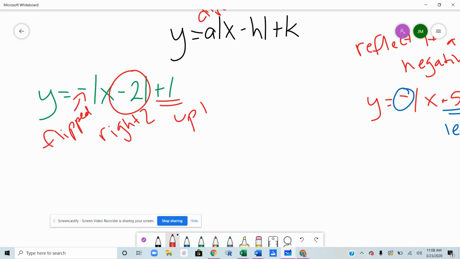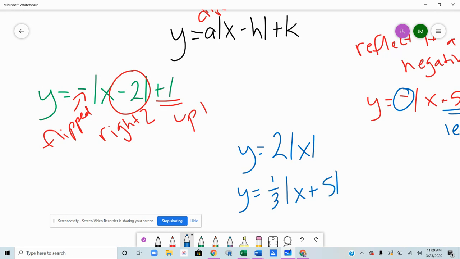Now let's talk about what A can do if A is a number. If I have something like y equals 2 absolute value of x, or y equals 1 over 3 absolute value of x plus 5. Okay, this 2 or this 1/3 are your dilations, which you can kind of think of as your slope.